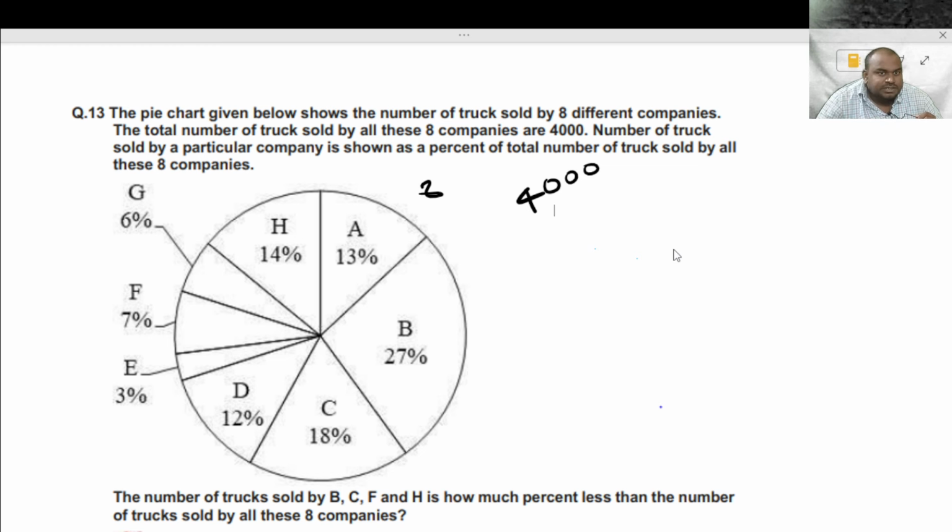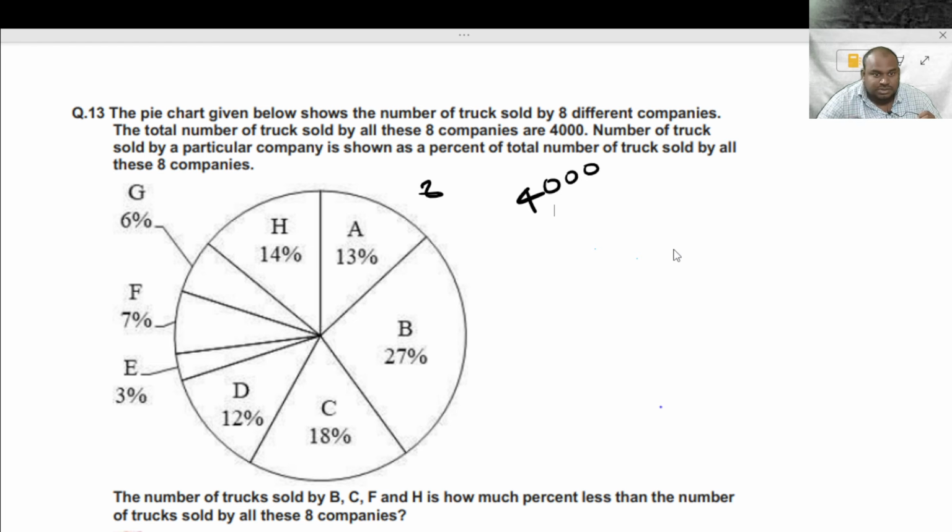The number of trucks sold by a particular company is shown as a percent of the total number of trucks sold by all these 8 companies. So out of these 4,000 trucks, for each company, for example A, the percentage sold is given as 13% in the pie chart, and B 27%, C 18, D 12, E 3, F 7, G 6, and H 14%. Like that, it is given.